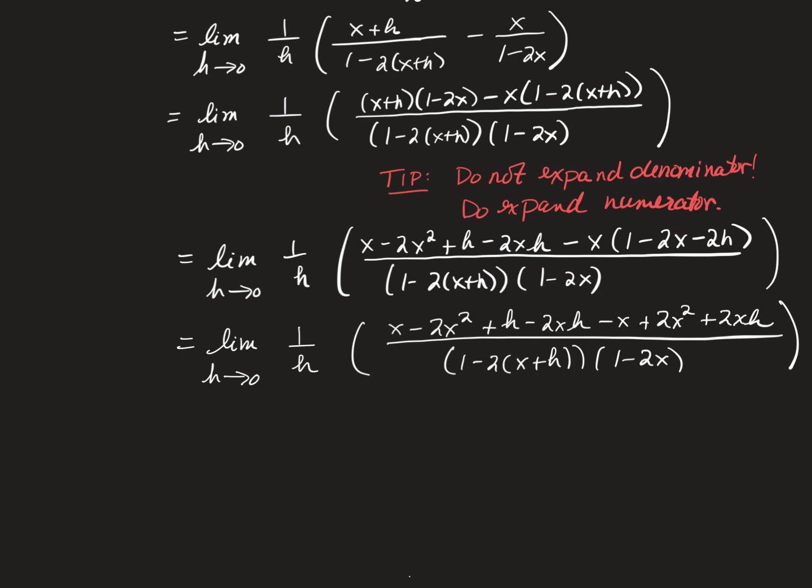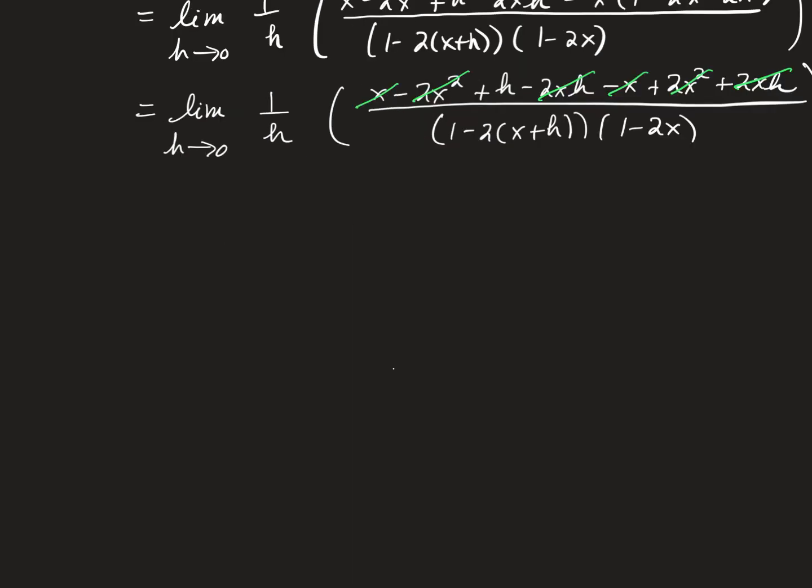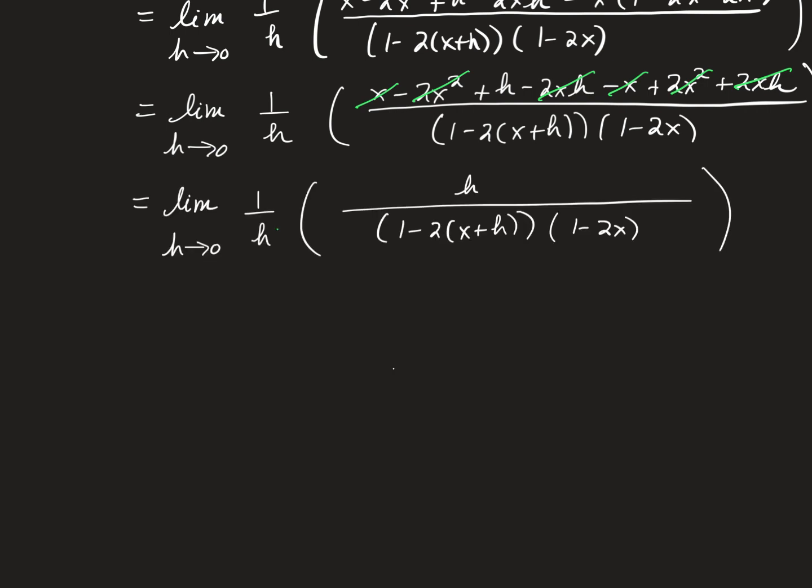And now let's go ahead and cancel. So I can cancel those x's, I can cancel that, and I can cancel that. And now what am I left with? So here's what I'm left with if I clean it up. Now, this is great news because I can cancel the h, right? And so now I've got the limit as h tends to 0 of 1 over this. And so now I can go ahead and evaluate the limit because it's no longer an indeterminate form.